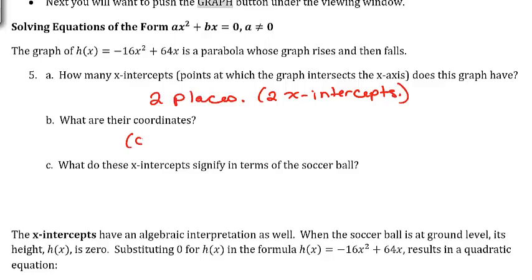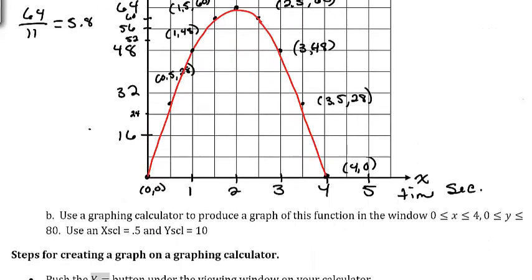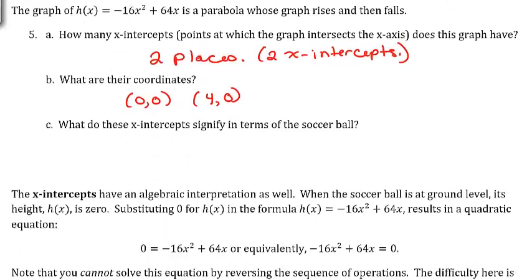And what are their coordinates? The first one was (0, 0), and the other one was at (4, 0). So we can go up to our graph that we did on paper and see that pretty easily. At (0, 0) it crosses, and right here at (4, 0). What do these x-intercepts signify in terms of the soccer ball? Well, notice these two values are the same, and that is the h of x value, and so it's when the soccer ball is on the ground.